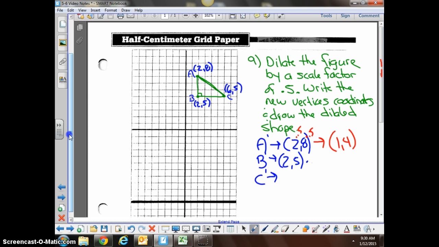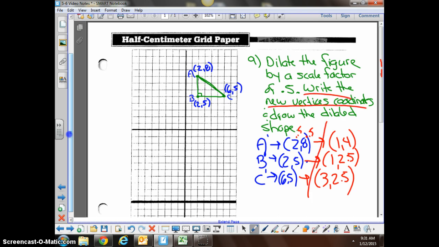And we are going to get the new coordinates of our B prime, which I've got to make sure I put the prime marker here, it got covered up by A, is going to be 1 and 2.5. And then the same thing for C. We have coordinates 6 and 5. We're going to multiply the 6 and the 5 by 0.5, and we are going to get 3 and 2.5. Last part of the direction, write the new vertices coordinates. So here are the new vertices coordinates: 1, 4 for A prime, 1, 2.5 for B prime, and 3, 2.5 for C prime.